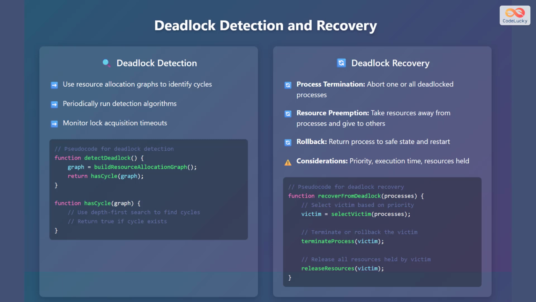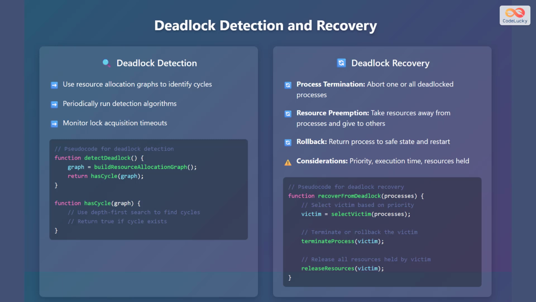Deadlock detection involves identifying when a deadlock has occurred. To detect a deadlock, use resource allocation graphs to identify cycles, where a cycle indicates that a deadlock exists. Also, periodically run detection algorithms to check for deadlocks and take corrective action. You can also monitor lock acquisition timeouts, where a timeout suggests that a process is waiting indefinitely for a resource.